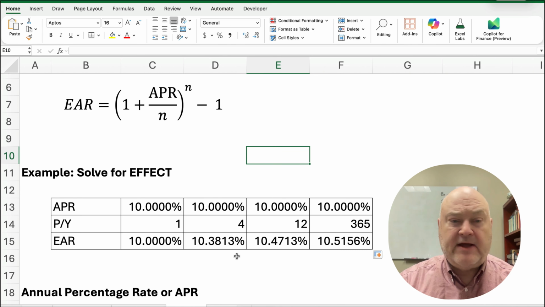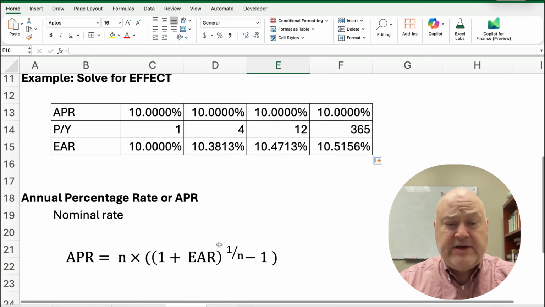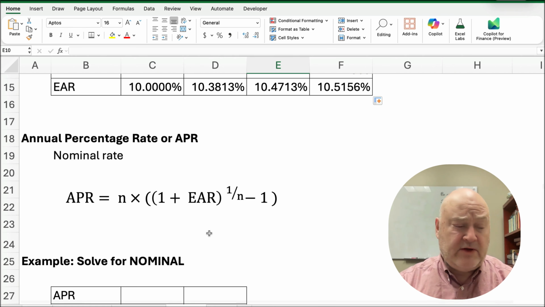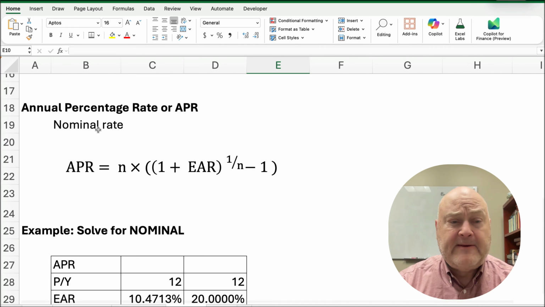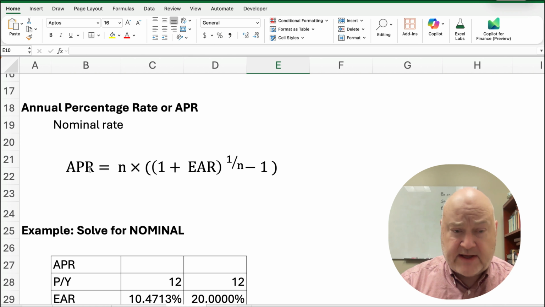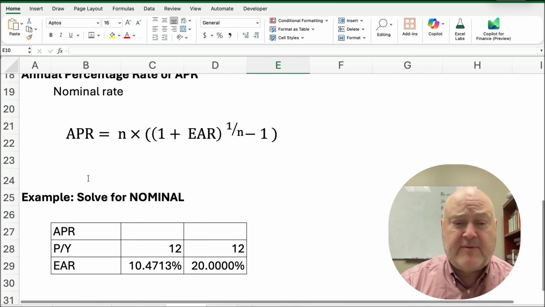So that's a quick way of getting the effective rate based on the annual rate, the nominal rate, and the number of periods. Well, we can do it the opposite way. We don't really have to do that as often. We can say, well, what if we have the effective rate and we want the nominal rate?